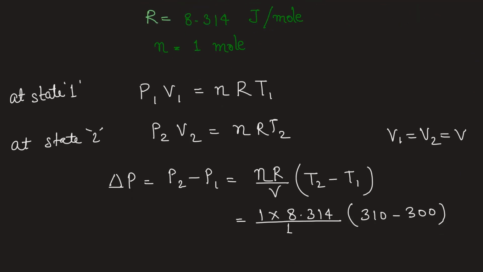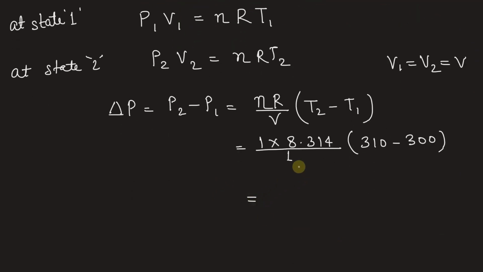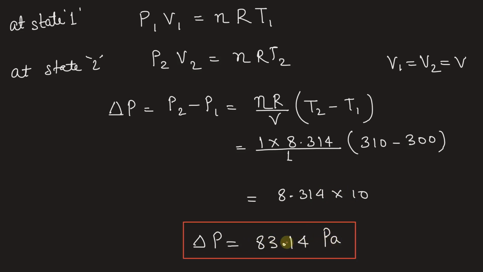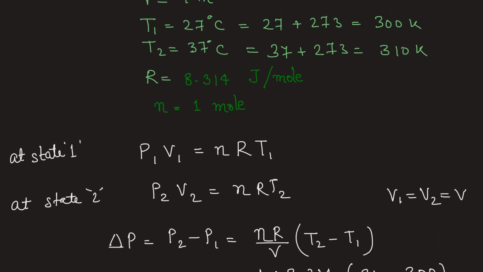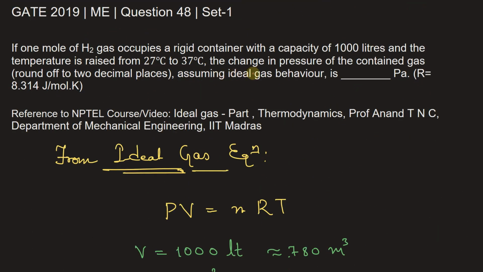Now let's move ahead and calculate this value. This will be 8.314 into 10. Change in pressure delta P will be 83.14 Pascal. And this is our final answer. Now let's go back to the question and write the answer there. So the change in pressure, assuming ideal gas behavior, is 83.14 Pascal. To learn more on ideal gas, you can refer to the NPTEL course on thermodynamics by Professor Anand T.N.C. of the Department of Mechanical Engineering, IIT Madras.